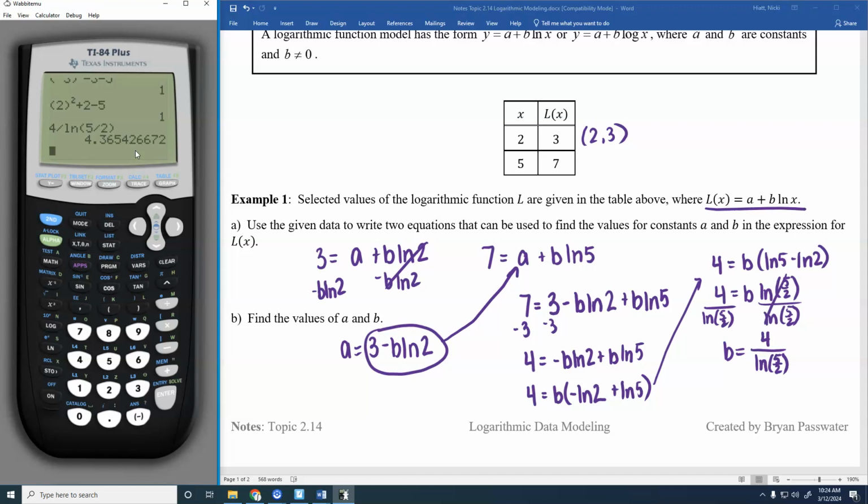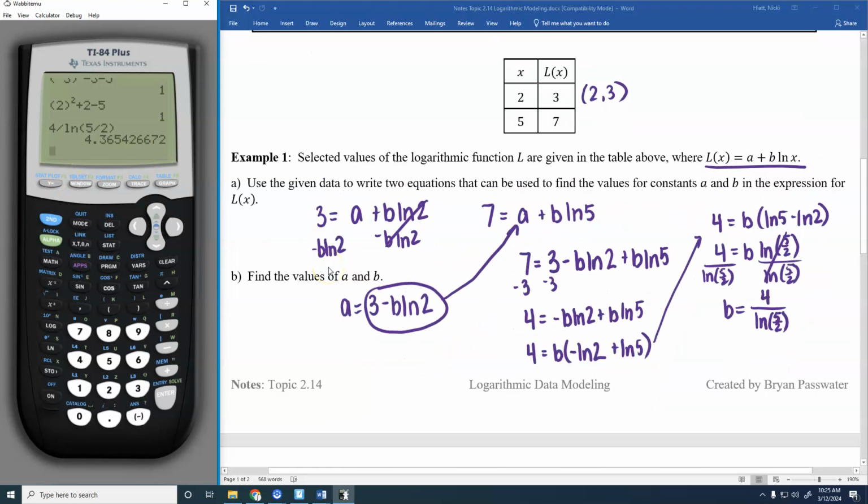So now that we found B, what do we need to do? We need to find A, and we can just take B and plug it into one of these other equations to find A. So I would probably use that first one. We've got 3 equals, instead of, let's see, A is right here. We'll have B is 4 divided by natural log of 5 halves times the natural log of 2.